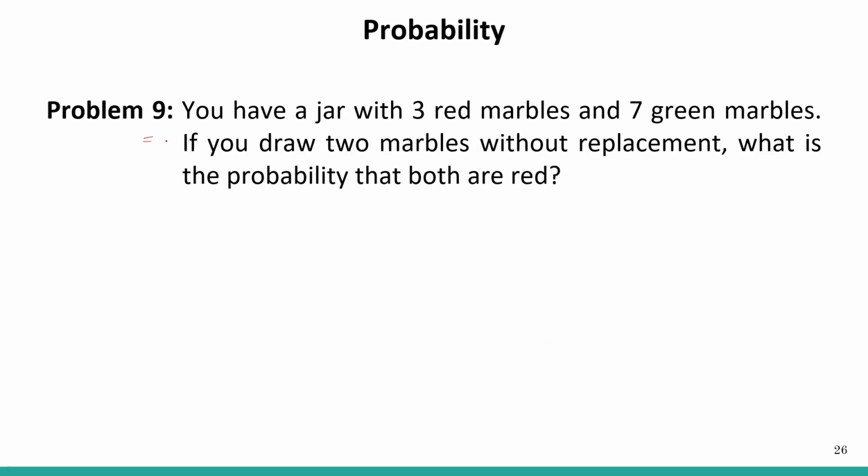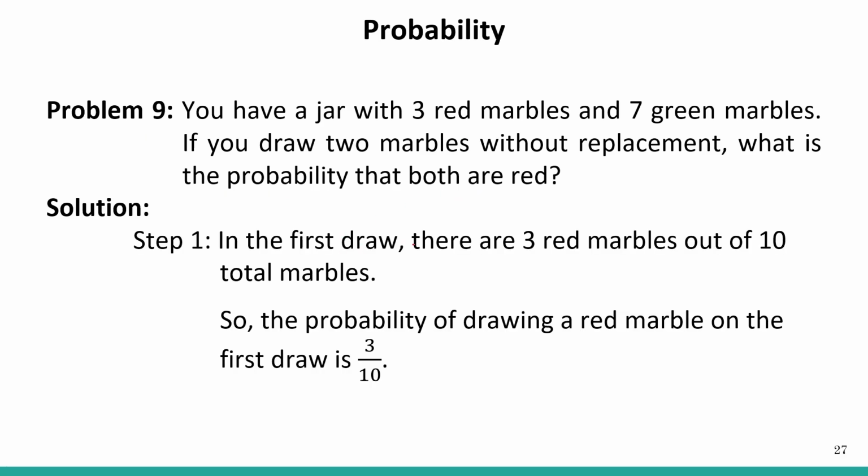Okay, so let's go forward with problem number 9. So you have a jar with 3 red marbles and 7 green marbles. If you draw 2 marbles without replacement, what is the probability that both are red? So in the first draw, there are 3 red marbles, right? So we take a red marble, right? The number of favorable outcomes by the total number of outcomes is equal to 3 by 10. So the answer will be 3 by 10.